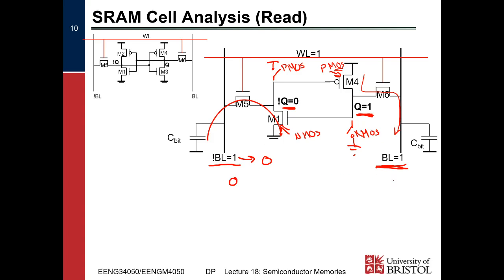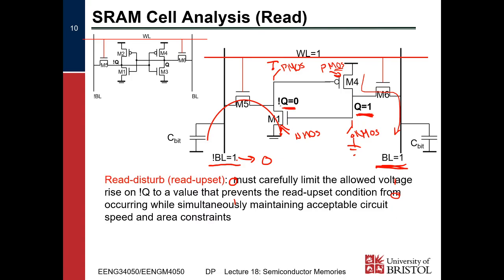So we'll end up with a 0 on BL naught and a 1 on BL, and so we've got our value out, right? If, on the other hand, we were storing a 0, this one would transition to a 0, this one would stay as a 1, and so we'd end up with 1, 0. So we can see that we've got our data out, regardless of whether we get a 1 or a 0, right? Problem is, we've got this problem called read upsetting, or read disturbing.